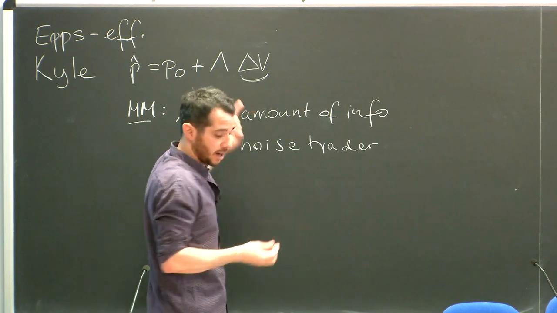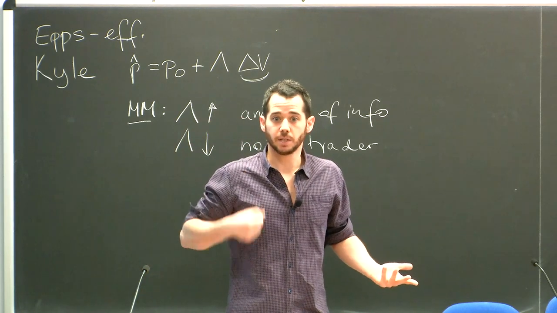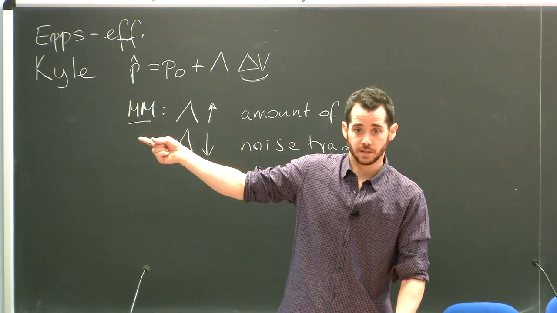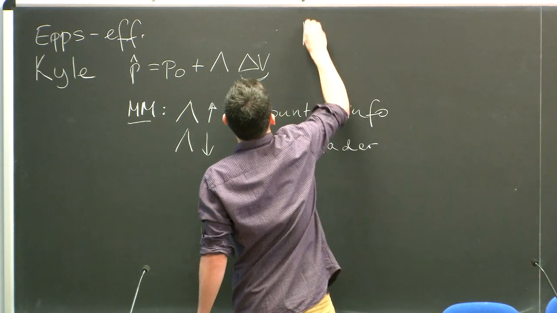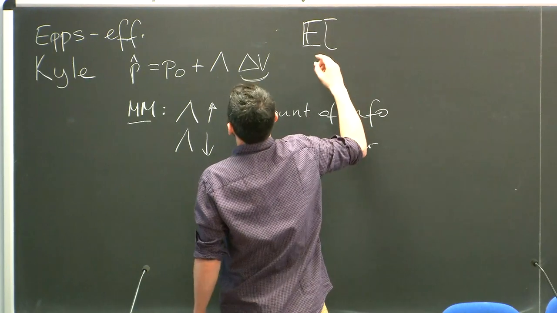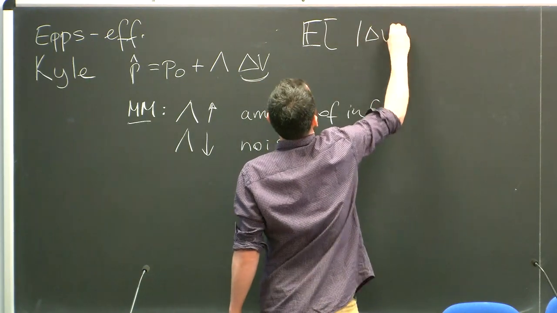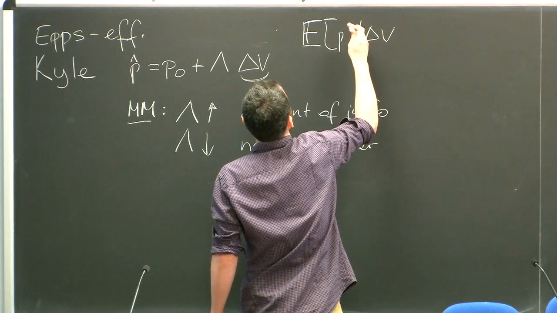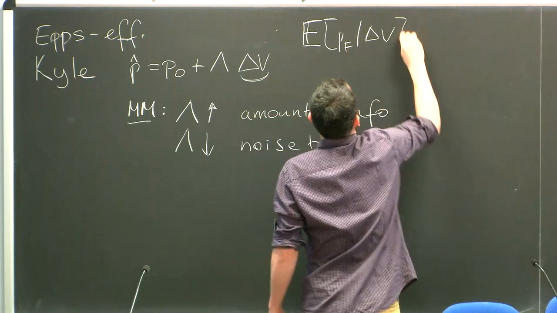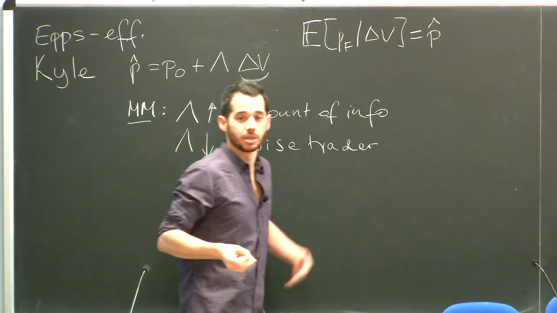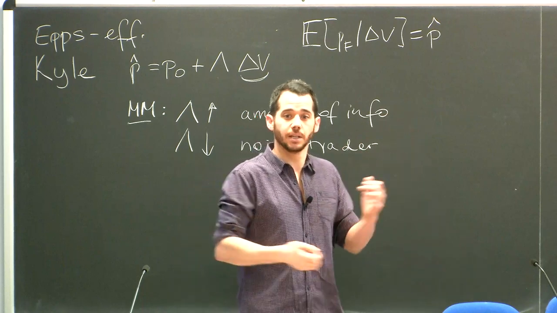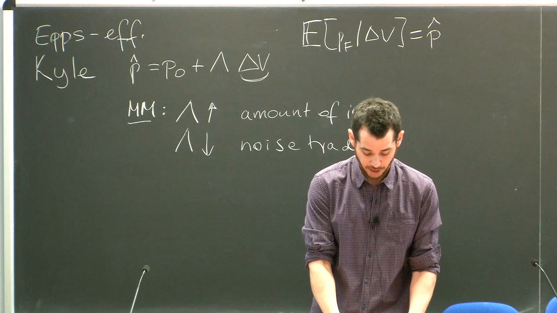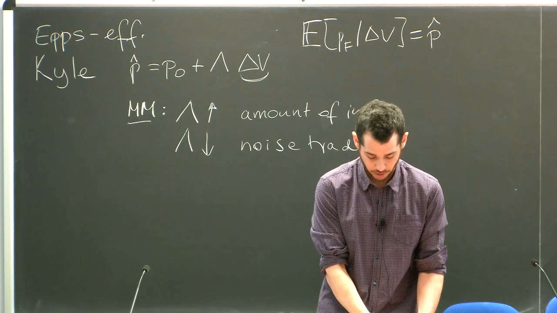As for the way lambda is calculated, the idea was that he wants to have the expectation of the final price. He sees delta V, and he sets his price in a way that, in expectation, you will get the final price that people with information know, right?